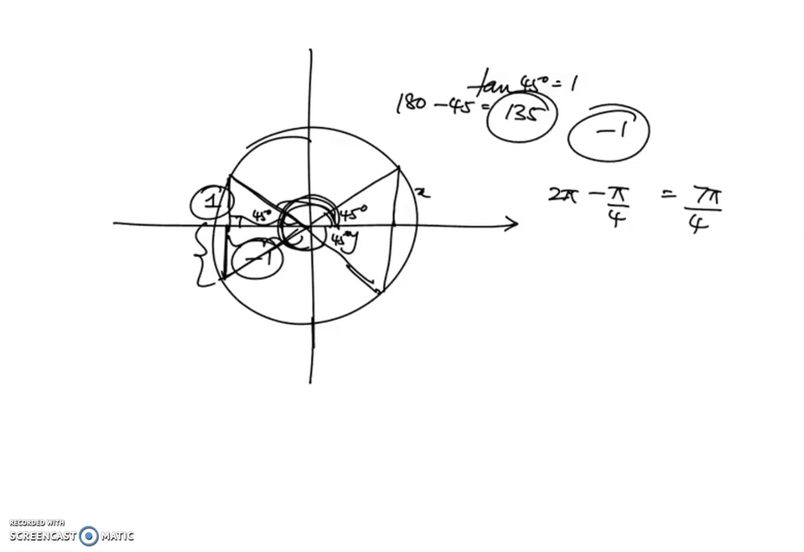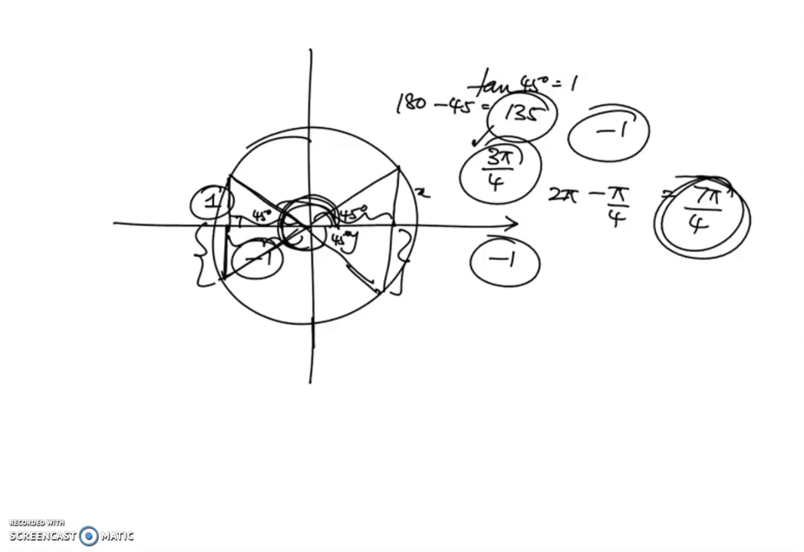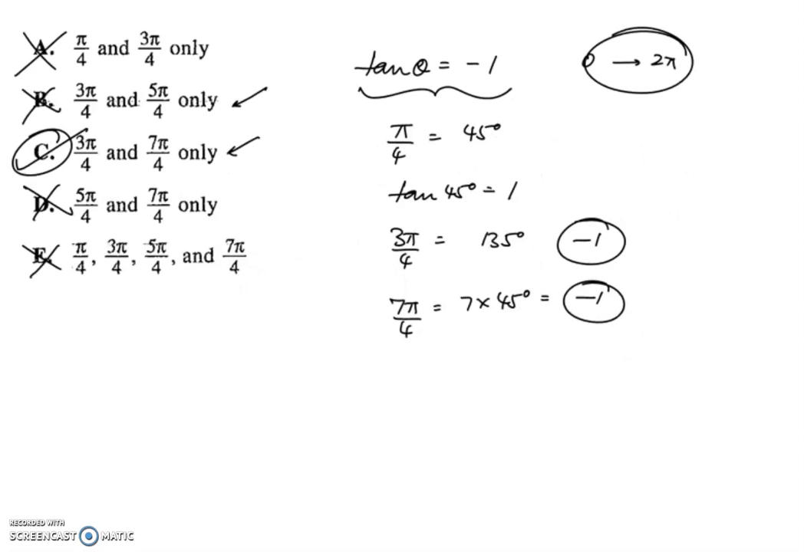And that would also be negative 1, because here the x-coordinate is positive, y is negative. So we know that both 3 pi over 4, which is 135, and 7 pi over 4 are the only ones that satisfy this condition that tangent theta is minus 1. So it's kind of good to know this approach about the unit circle, but going back, you can always just do this directly using the calculator. This problem is easy enough for that. So to recap, the answer is C.